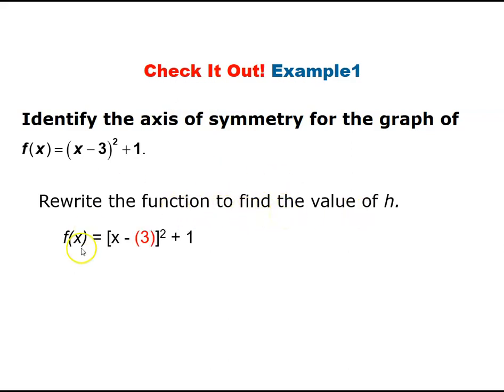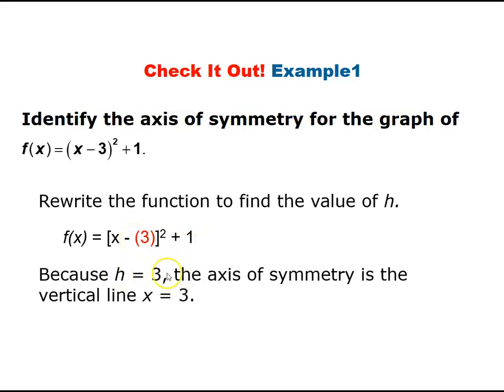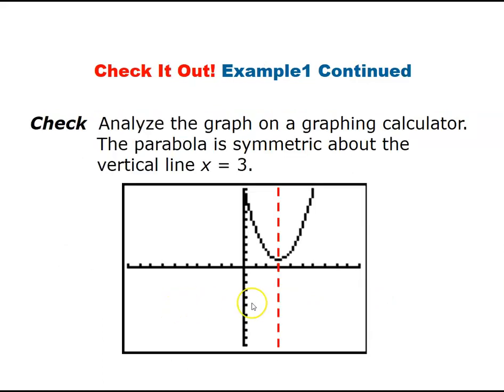So we write the function to find the value of h. So we can have x minus h, right? H is the line of symmetry, or LOS. So therefore, h equals 3. So the axis of symmetry is the vertical line x equals 3. When you graph that, you will have this function.